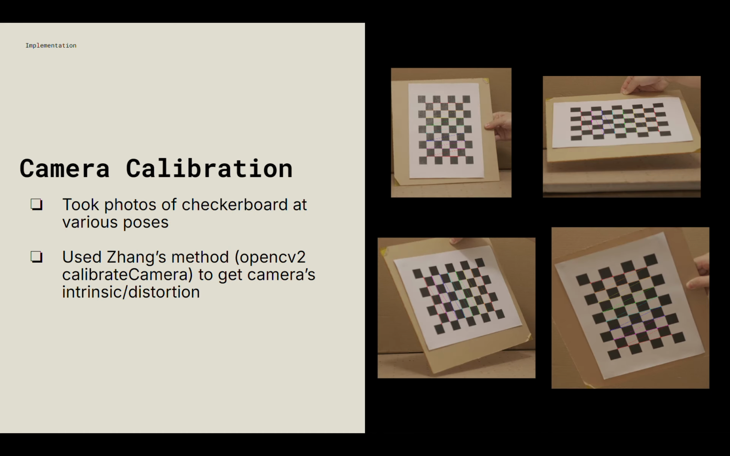First, I calibrate my camera. This is pretty straightforward. Well, I say straightforward, but it took me a very long time. Capturing the chessboard at various different poses, using that to get the intrinsic camera calibration and distortion parameters.